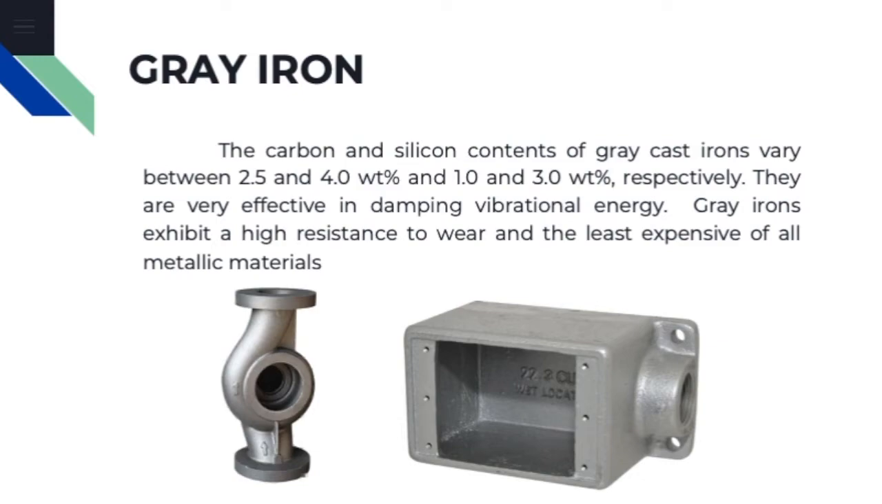Gray iron. In the gray iron, the carbon contents of gray cast irons vary between 2.5 and 4 weighted percentage. The silicon contents of gray cast irons vary between 1 and 3 weighted percentage. They are very effective in damping vibrational energy. High resistance din sila sa wear, and ito rin yung pinakamura sa mga metallic materials. It is the most common cast iron and the most widely used cast material na naka-based sa weight.